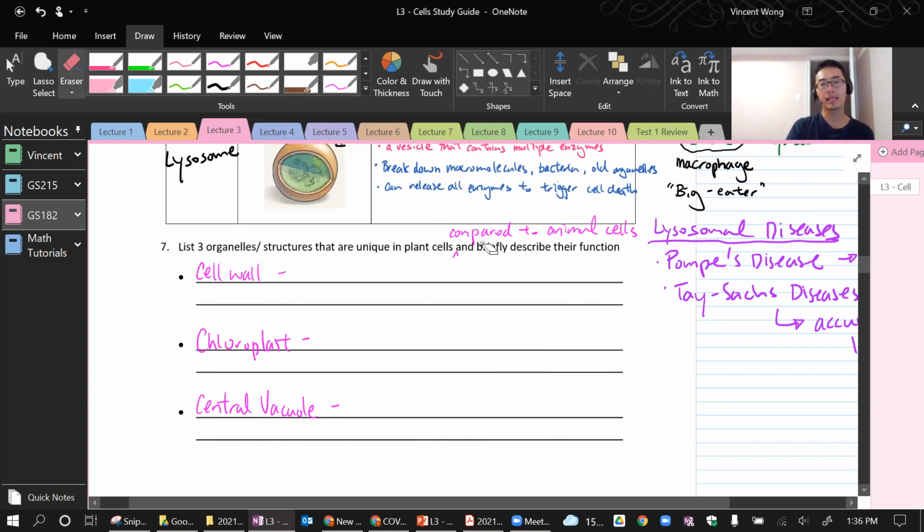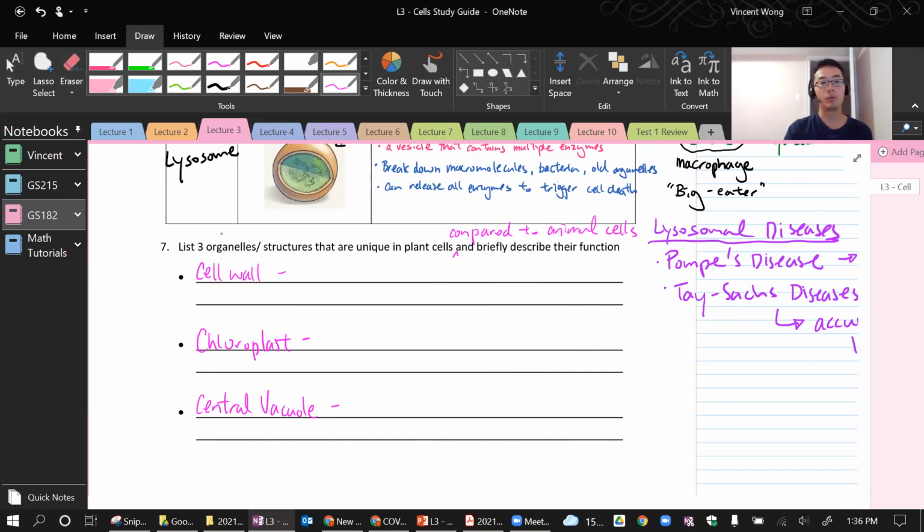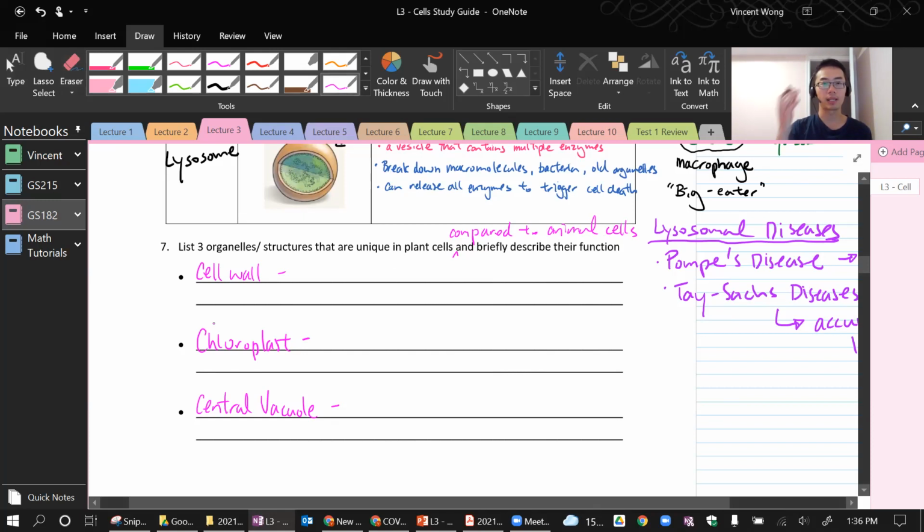So why do I have to add this, compared to animal cells? I realize when I say unique to plant cells, that implies it is not found in any other cell type, but that's not true because, for example, we will find cell wall in bacteria. We will find chloroplasts in some protists. So they're not exclusive to plant cells, but when comparing plant cells to animal cells, these are things that will only be found in plant cells, but not animal cells.